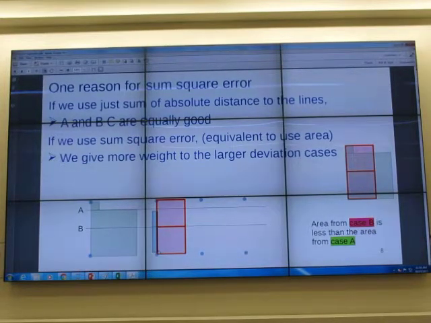If you use square, square is area. So for case A, you measure the distance, right? And you square it. Square it equal to area. This is the distance between line A and that point. What about line A, line B, line A and that point? So you have that area, right?